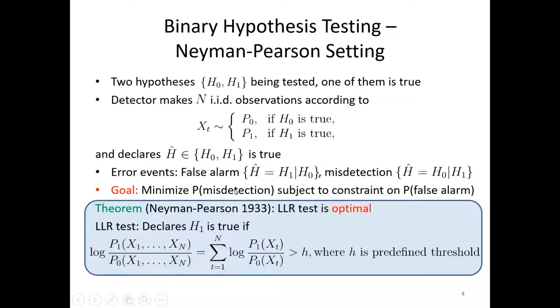That is, we declare that H1 is true if the likelihood ratio is bigger than the threshold h. And this threshold h is computed such that the constraint on the probability of false alarm is met with equality. So that's the Neyman-Pearson setting of binary hypothesis testing.